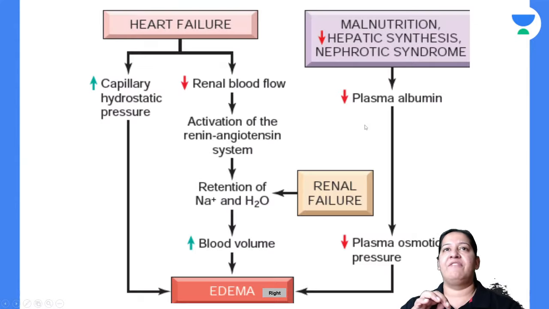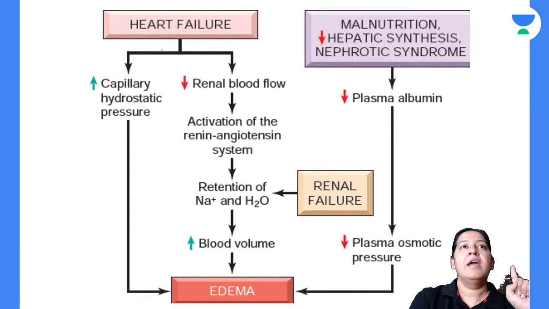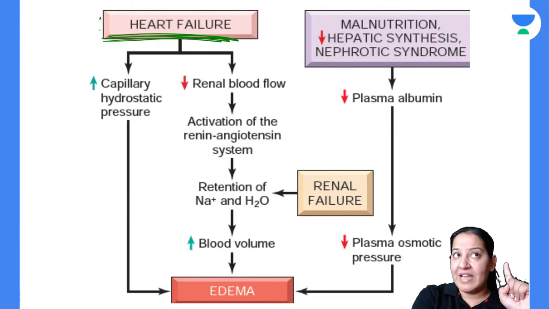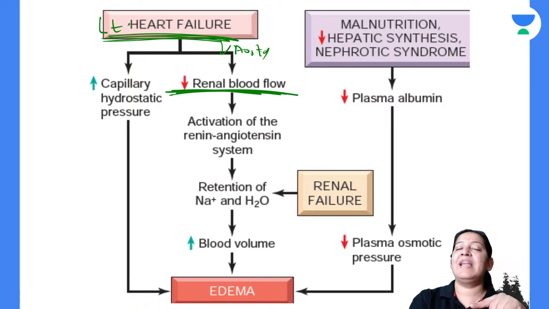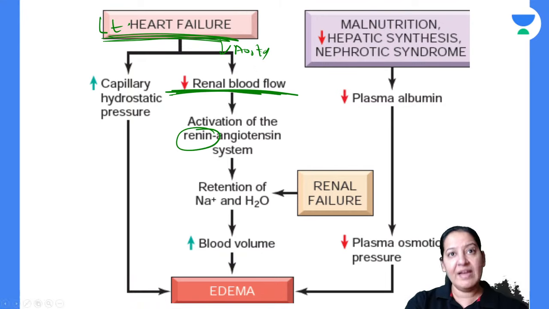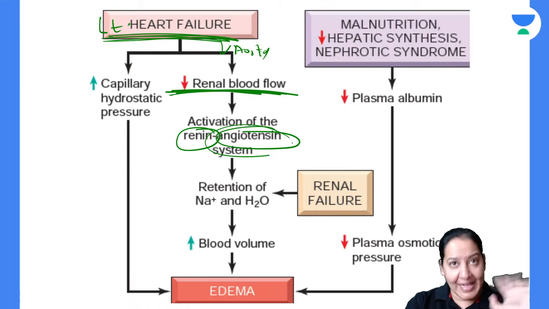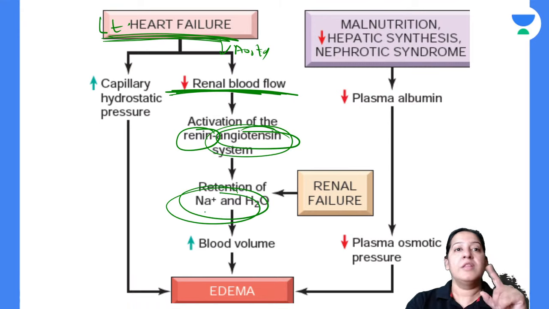Now I'm coming to renal failure. So that is about the heart failure. If heart failure is there, I'm talking about left heart failure, so there is less renal blood flow, less blood in the aorta. Less blood in the aorta, so less blood in the kidney. Less blood in the kidney, so it will lead to activation of renin. Renin will lead to the formation of angiotensin, and angiotensin will do sodium water retention. There is more sodium, more water in the body. That will lead to edema.